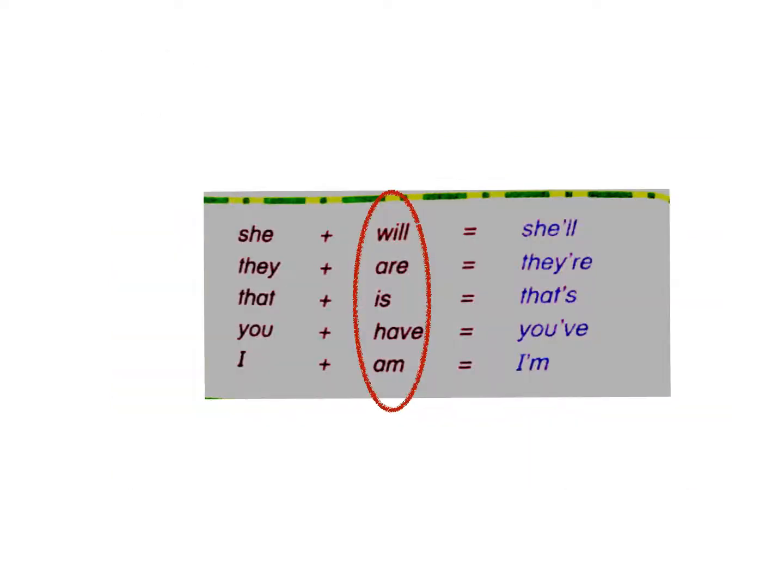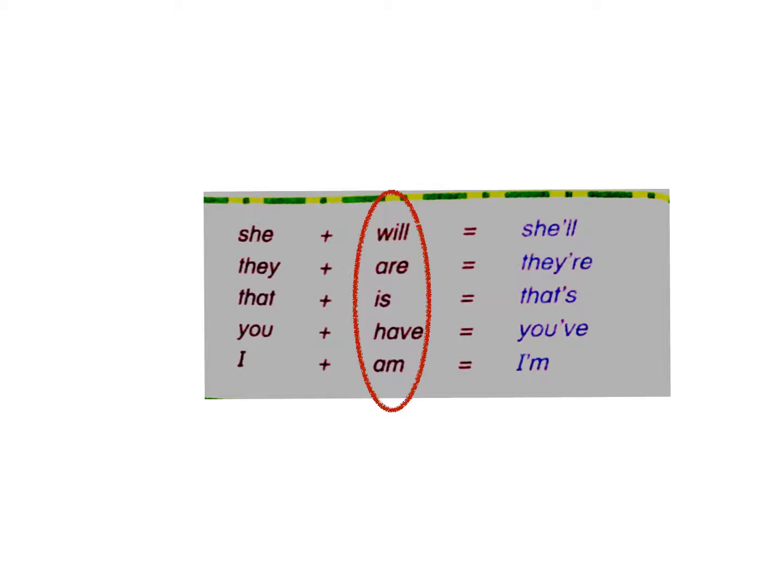Now, take a look at this one here. Now, look at the words inside that red bubble. Think of something that makes them in common. These are all verbs. Will, are, is, have, am. They're all helping verbs. Now, pronouns can be combined with some verbs to form contractions. The rule for which letters are dropped from the verb depends upon the verb. Some of the letters are omitted to form contractions, and then we replace that with an apostrophe.